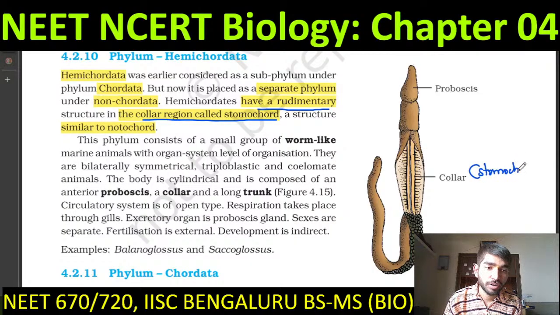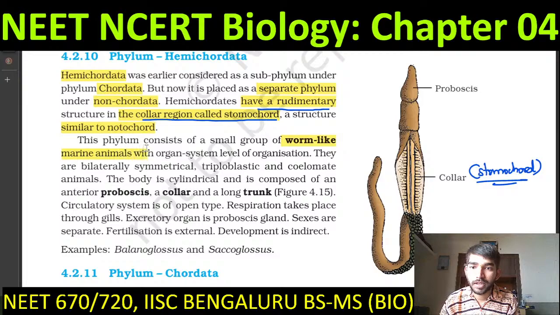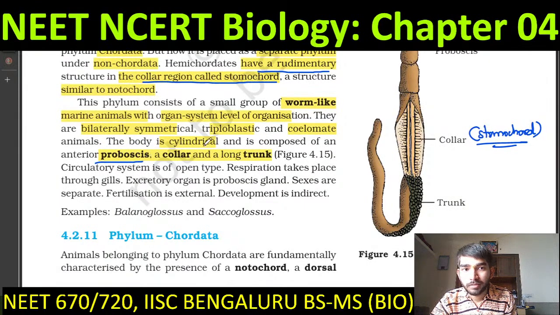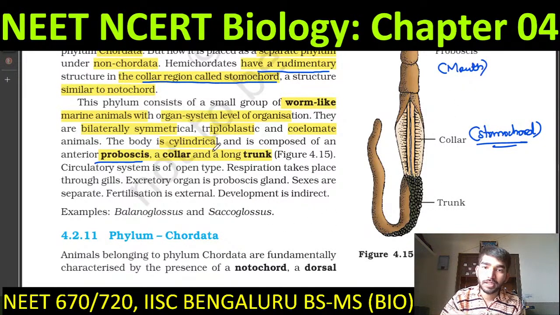Stomochord is present in this region, in the collar region. The phylum consists of a small group of mostly worm-like organisms, of organ system level. All these are developed: bilateral symmetry, triploblastic, coelomate, cylindrical body. We can see the cylindrical body is composed of proboscis, collar, and trunk. So this is important. What are the three features? Proboscis is the mouth area, then the stomochord-containing collar region, and the trunk is the remaining tail-like structure.